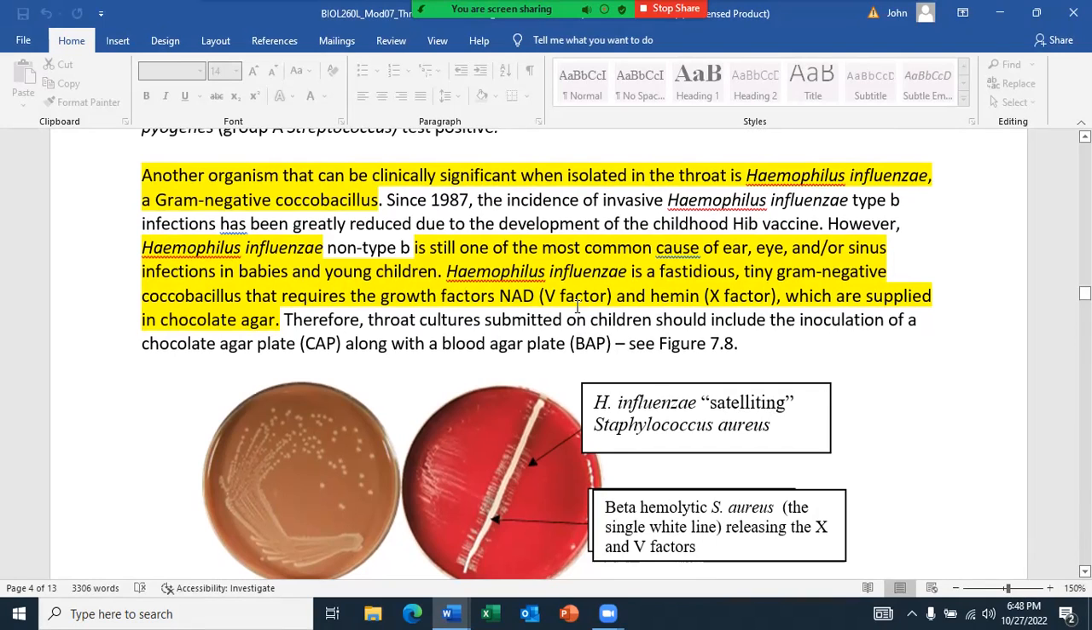Haemophilus influenzae is another fastidious organism. However, it does not lyse the blood in a blood agar plate. And so that's why we grow it on chocolate agar. Chocolate agar has the red blood cells lysed. That's what gives it the brown color. And Haemophilus influenzae will grow on chocolate agar, not blood agar.